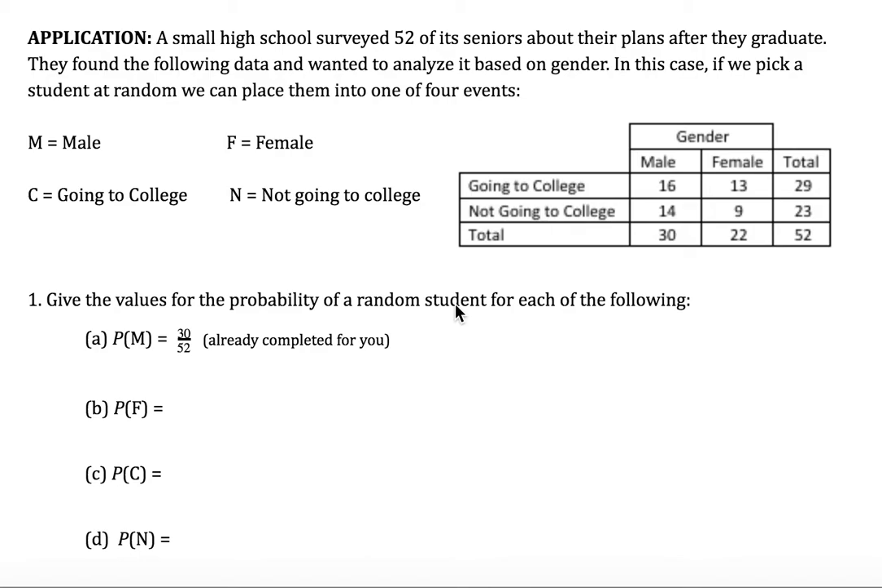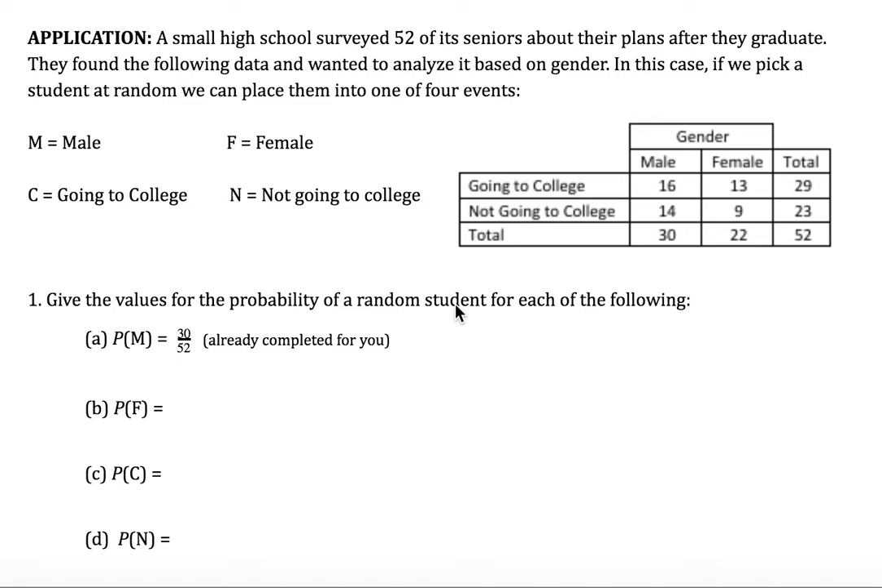For the application, let's start with the first problem. A small high school surveyed 52 of its seniors about their plans after they graduate. They found the following data and wanted to analyze it based on gender. In this case, if we pick a student at random, we can place them into one of four events: M being male, C going to college, F female, and N not going to college.